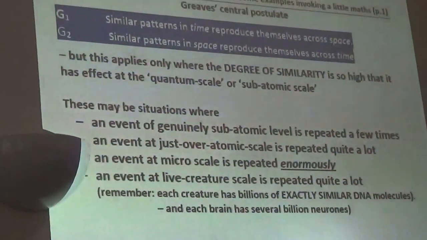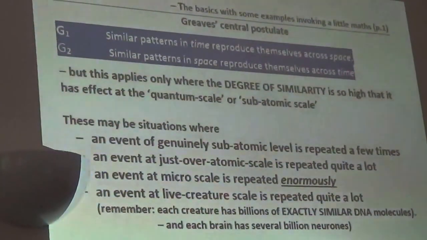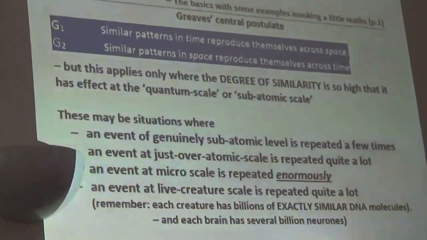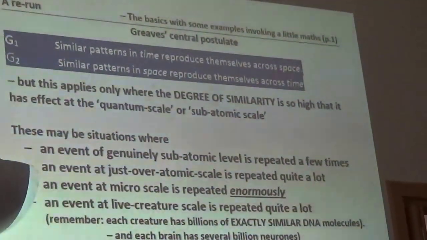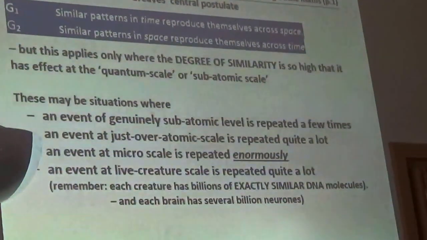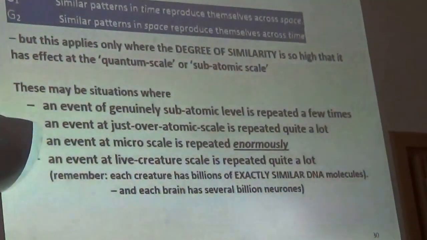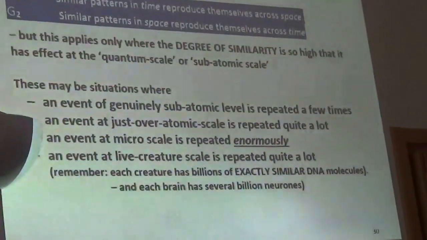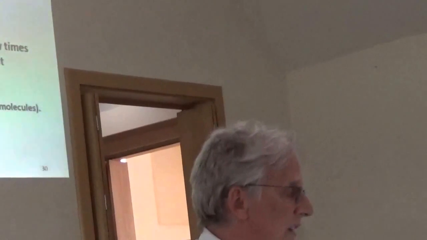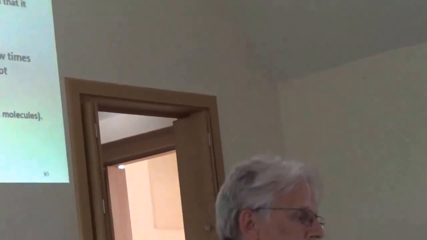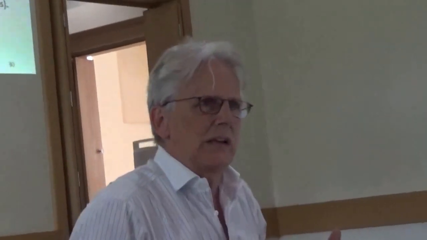And just to bring out the point here, this may happen in situations where an event at a subatomic level is repeated a few times, because things at near Heisenberg scale, repeated, have strong power. They're close to that edge. Or an event at just over atomic scale is repeated quite a lot. Or, curiously, an event at live creature scale is repeated only quite a lot. It might do it because inside each creature there are billions of exactly similar DNA molecules, and each brain has billions of neurons.